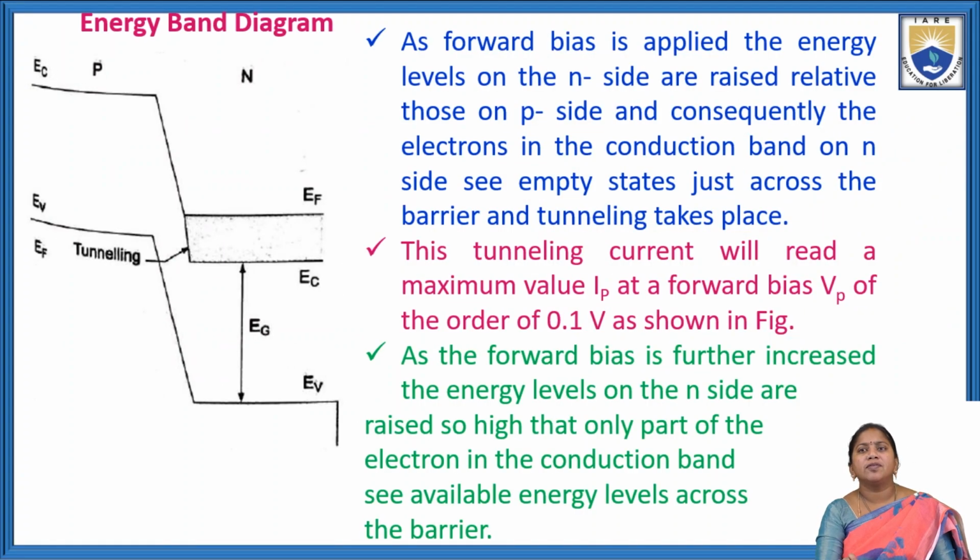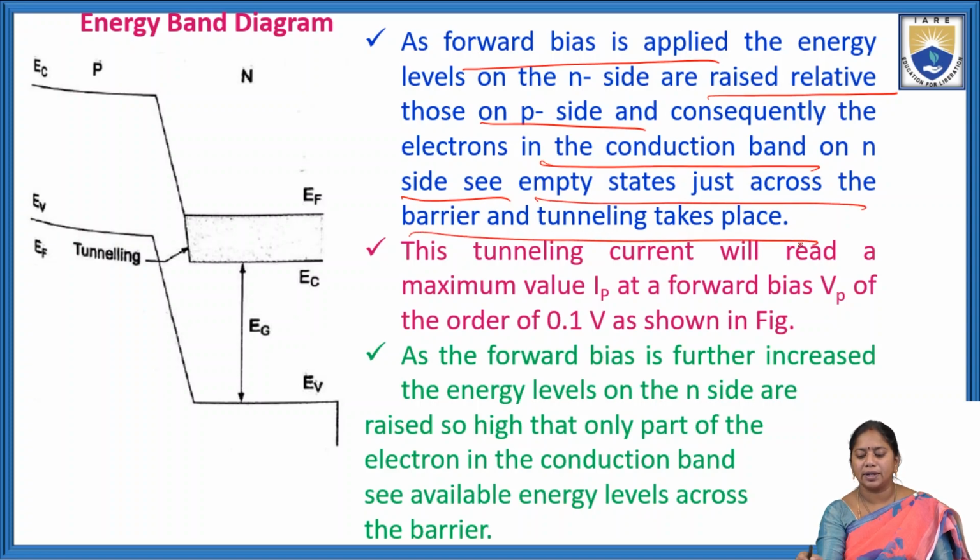If you apply the forward bias, then the energy levels on the N side are raised relative to the P side, and consequently the electrons in the conduction band on the N side see empty states just across the barrier and tunneling takes place. Under zero bias condition, there is no tunneling.